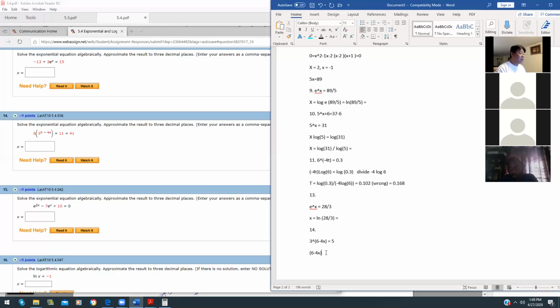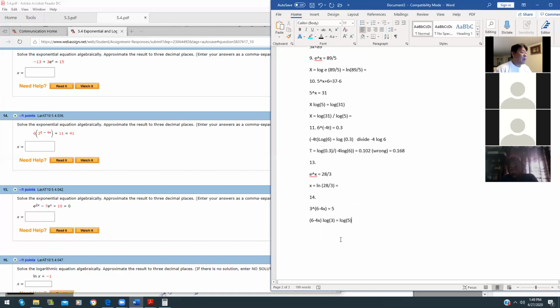So (6 minus 4x) log 3 is equal to log 5. So I log both sides, and once I log both sides, I can bring the power down. Now, this is special. So how do we get rid of this? How we solve this is first get rid of log 3. And how do we get rid of log 3? We divide this by log 3, because it's been multiplied.